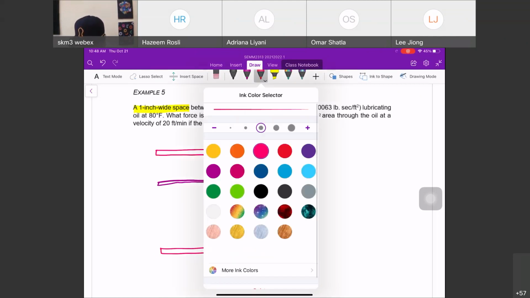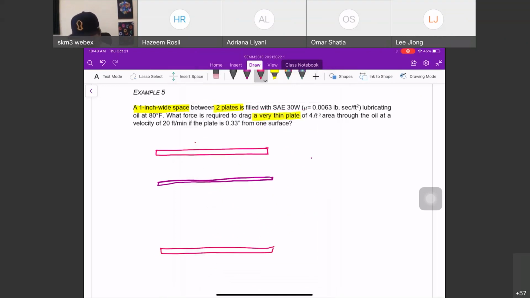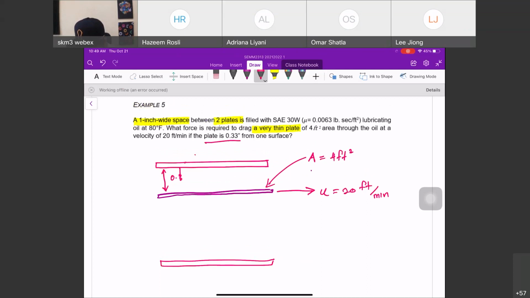So from here, we have three plates. That means the force to move the thin plate with the velocity u equal to 20 feet per minute. This thin plate has 4 feet squared area, this is the area, equal to 4 feet squared. And then if the plate is 0.33 inch, that means from one surface, let's say from here, 0.33.